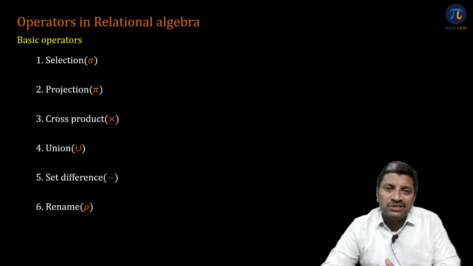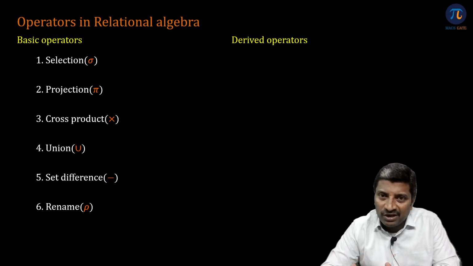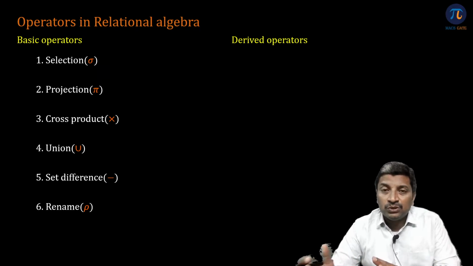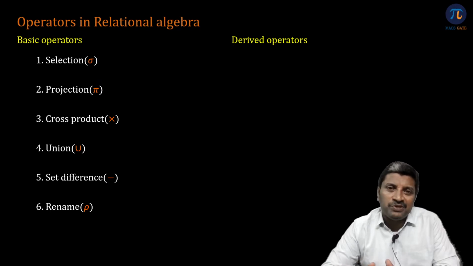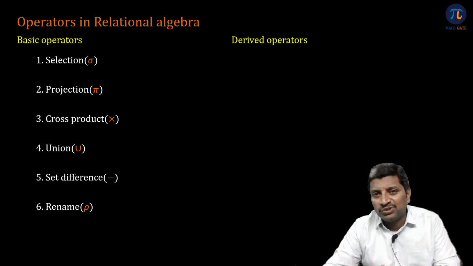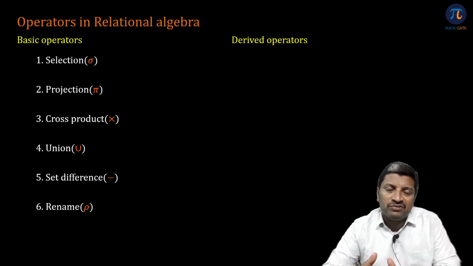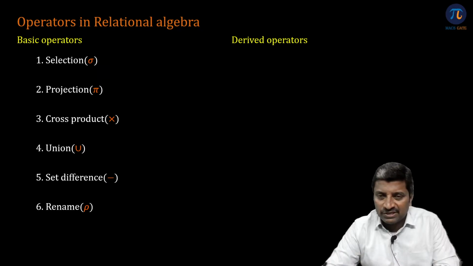In addition to these operators, we have 3 more operators, which are derived operators. Why do we call them derived? Because those operators can also be obtained by using these basic operators. If you want, you can directly use the derived operator. If you don't want to, you can form it by a combination of these 6 operators.